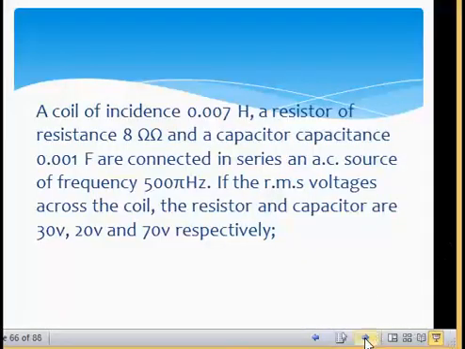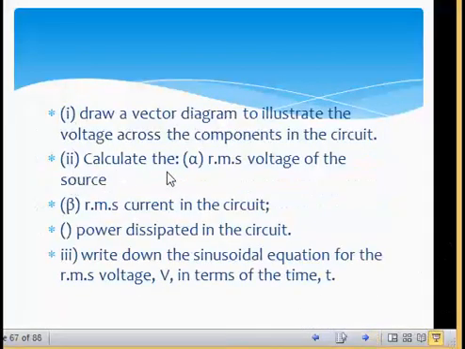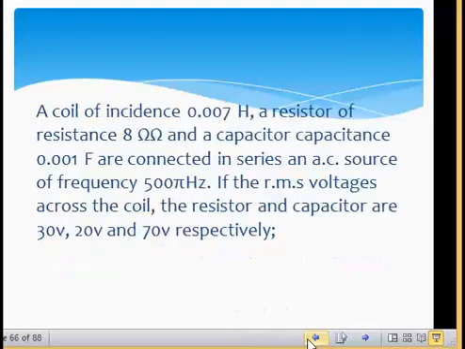Let's now look at number two. Calculate the RMS voltage of the source. Now, how do we get the RMS voltage? No equation is given, so we read the question. The inductance is 0.07 Henry, the resistance is this, the capacitance is this, connected to an AC source, and the frequency.